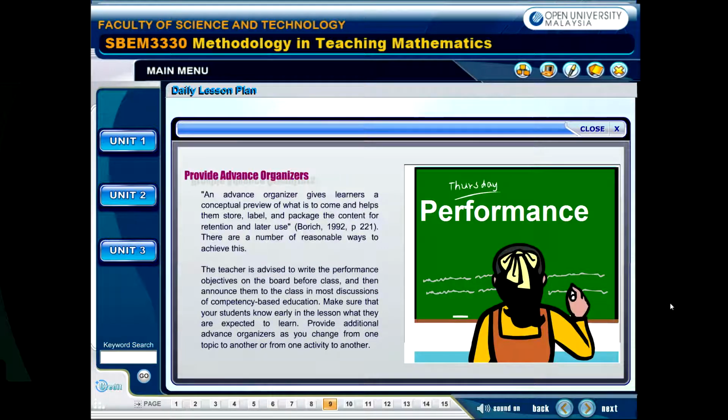An advanced organizer gives learners a conceptual preview of what is to come and helps them store, label, and package the content for retention and later use (Burridge, 1992, page 221). There are a number of reasonable ways to achieve this. The teacher is advised to write the performance objectives on the board before class and then announce them to the class in most discussions of competency-based education. Make sure that your students know early in the lesson what they are expected to learn. Provide additional advanced organizers as you change from one topic to another or from one activity to another.